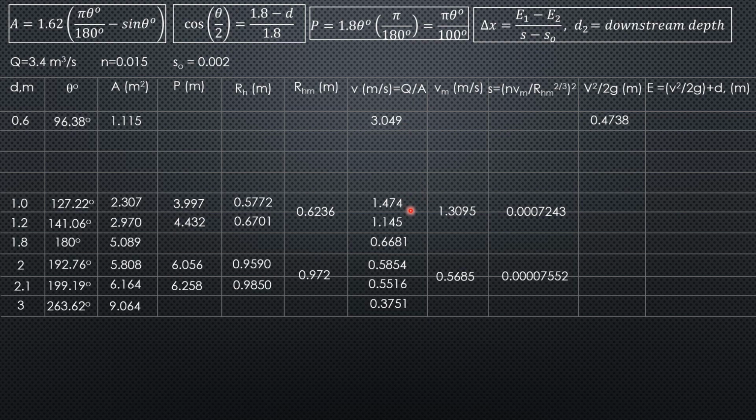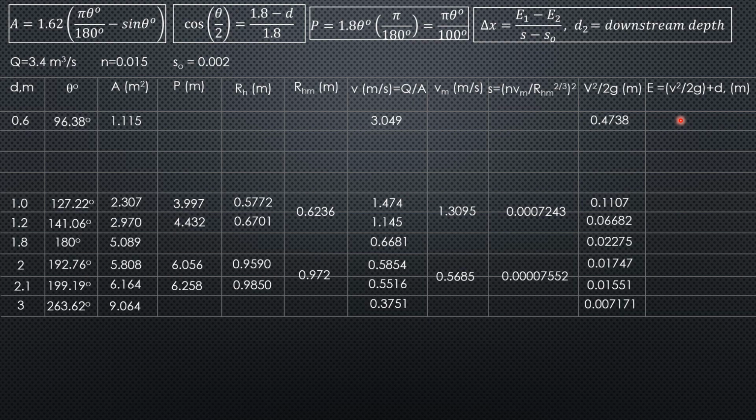0.4738. 1.474 square, in your calculator you just replace the squared part. 1.474 square divided by 19.62, 0.1107. Replace 1.145 square, so 0.06682. 0.6681 square divided by 19.62, 0.02275. 0.5854 square divided by 19.62, 0.01747. 0.5516 square over 19.62, 0.01551. Then 0.3751 square over 19.62 is 0.007171.